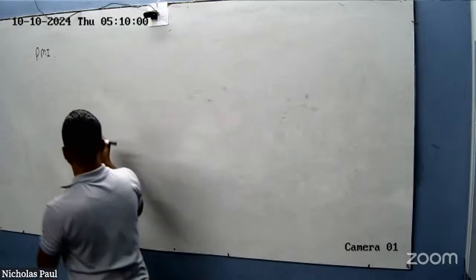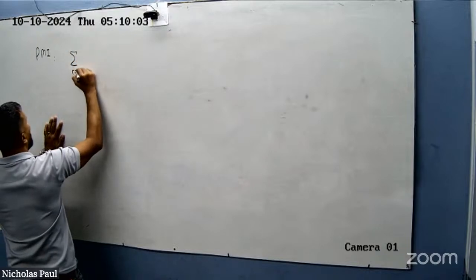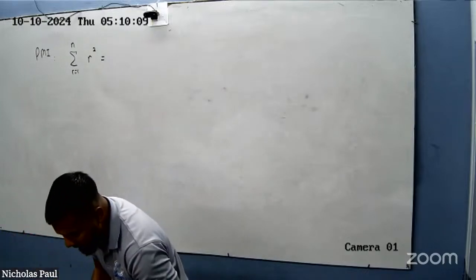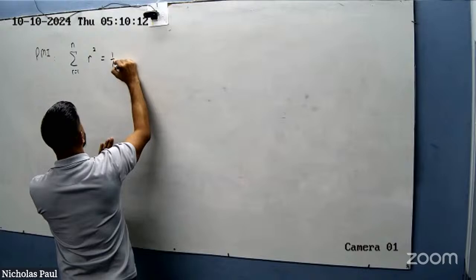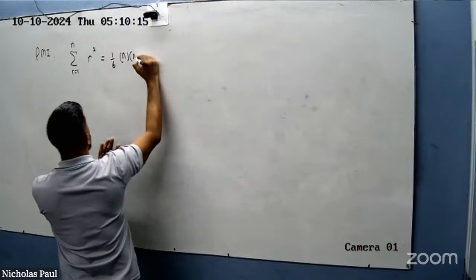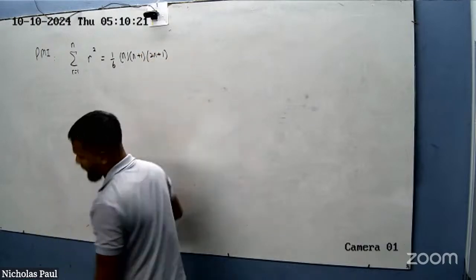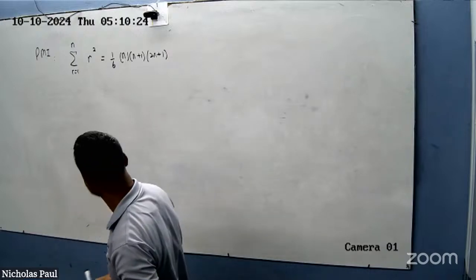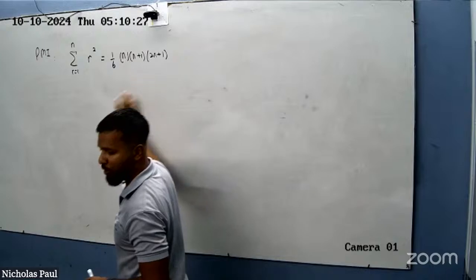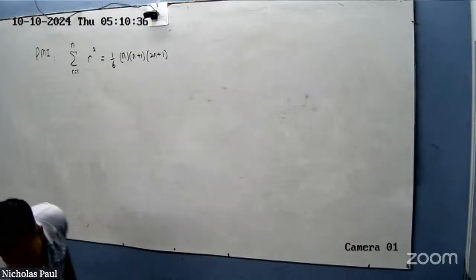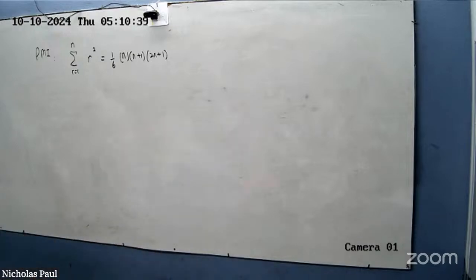Right, so let's find the summation of r going from 1 to n of r squared. That is equal to 1/6 of n by n plus 1 by 2n plus 1. Right, so let's take your time, follow through the steps. Let's see what happens here.